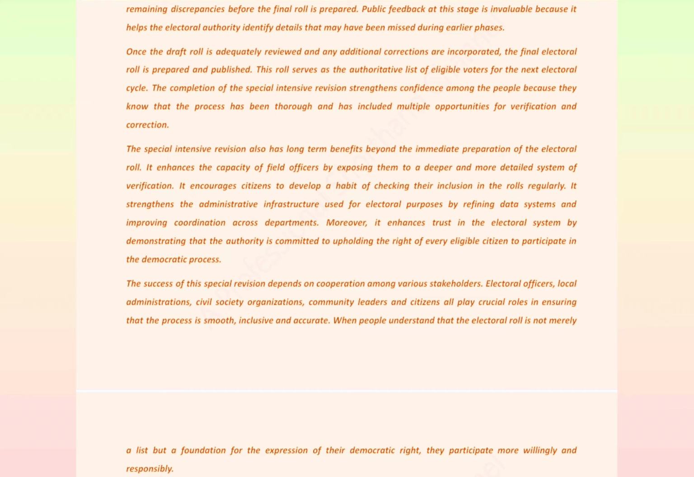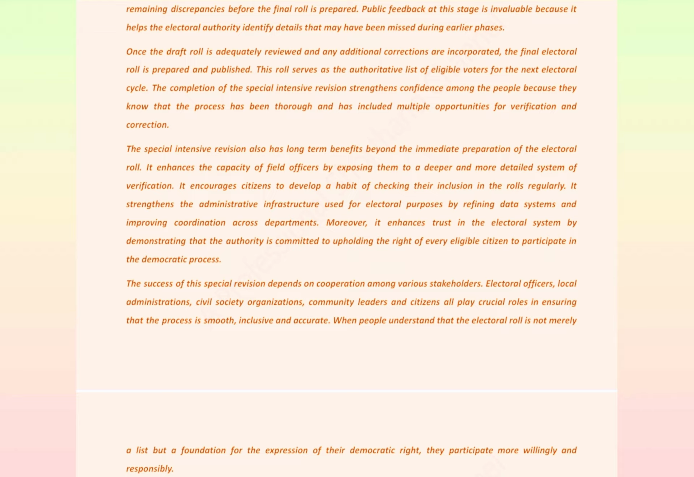The special intensive revision also has long-term benefits beyond the immediate preparation of the electoral roll. It enhances the capacity of field officers by exposing them to a deeper and more detailed system of verification. It encourages citizens to develop a habit of checking their inclusion in the rolls regularly. It strengthens the administrative infrastructure used for electoral purposes by refining data systems and improving coordination across departments.